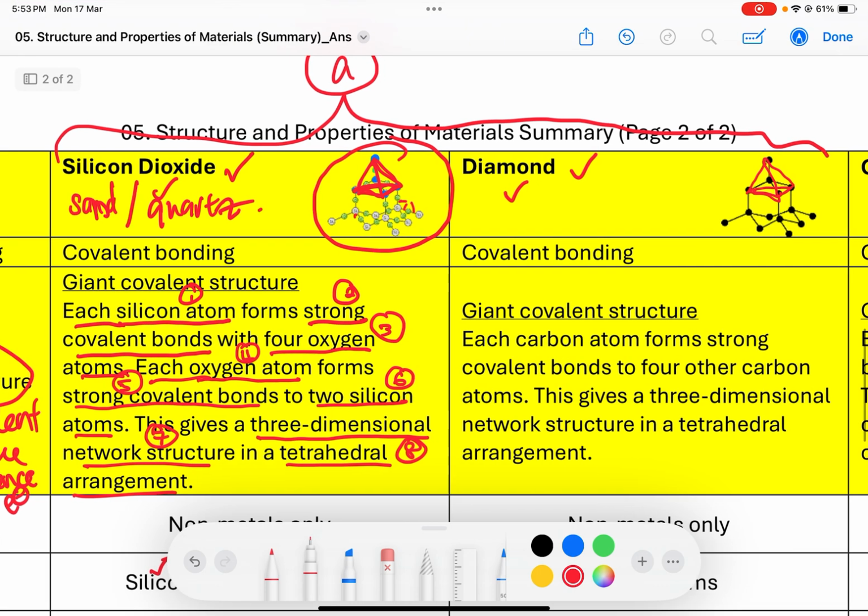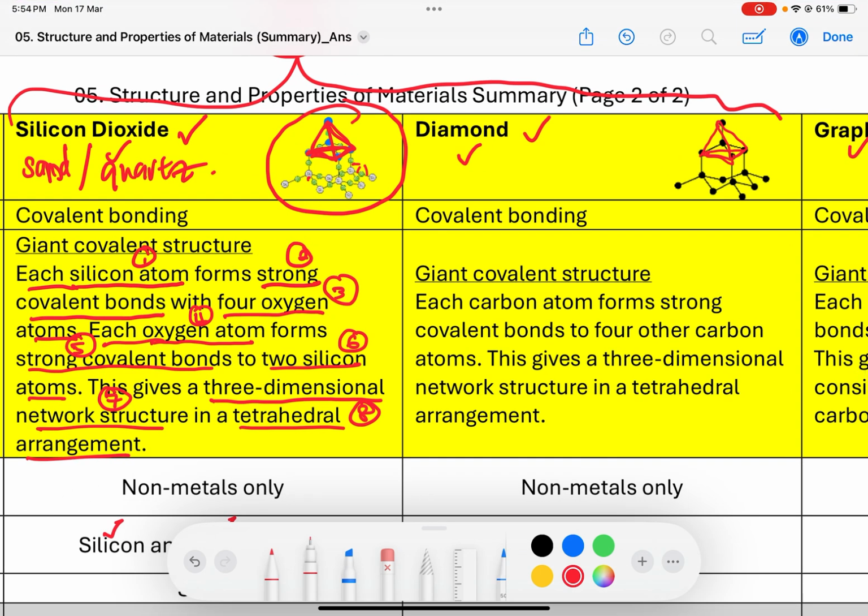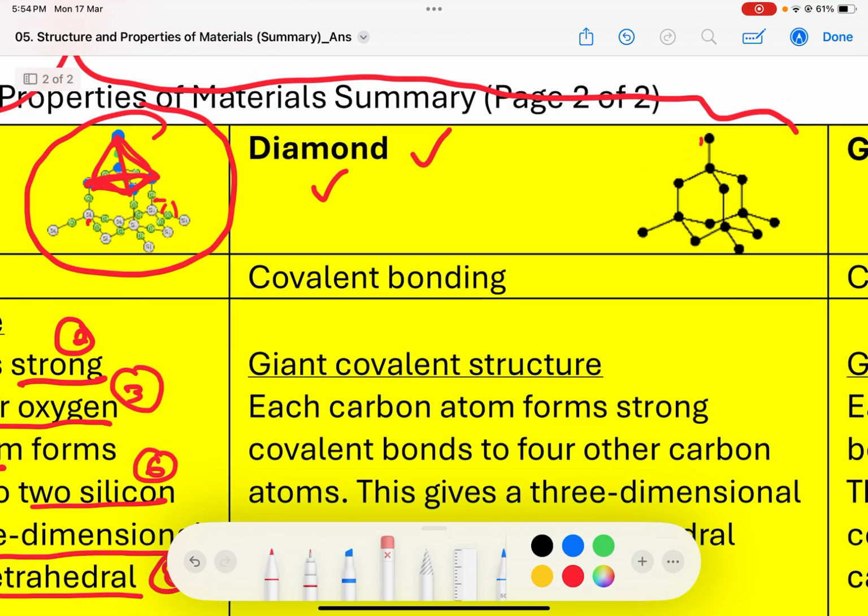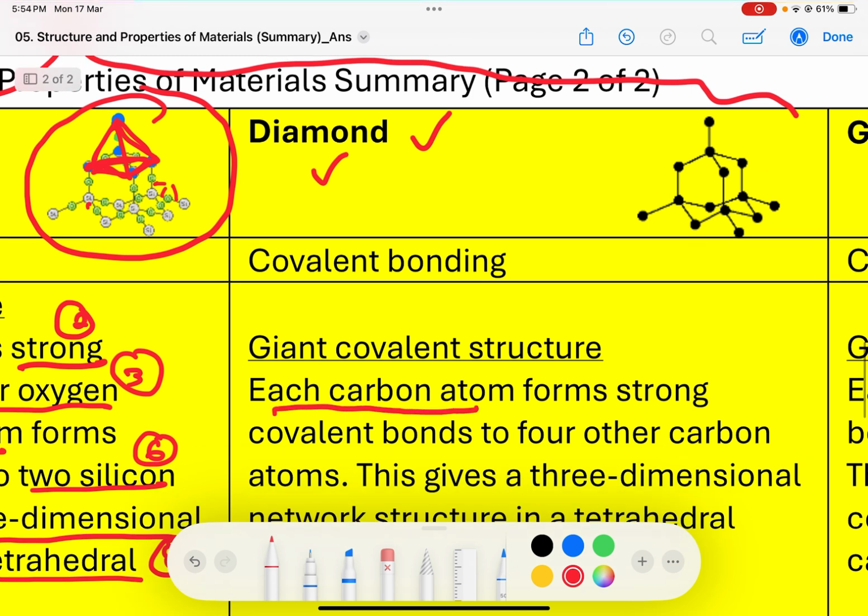So diamond is a giant covalent structure with covalent bonding. How to describe the structure? Let's zoom in here. Let me erase this. Let's use blue color to show. They say each carbon atom forms strong covalent bonds to 4 other carbon atoms.